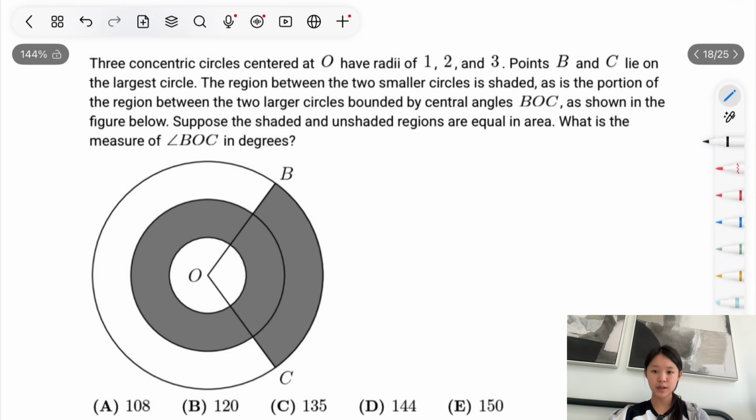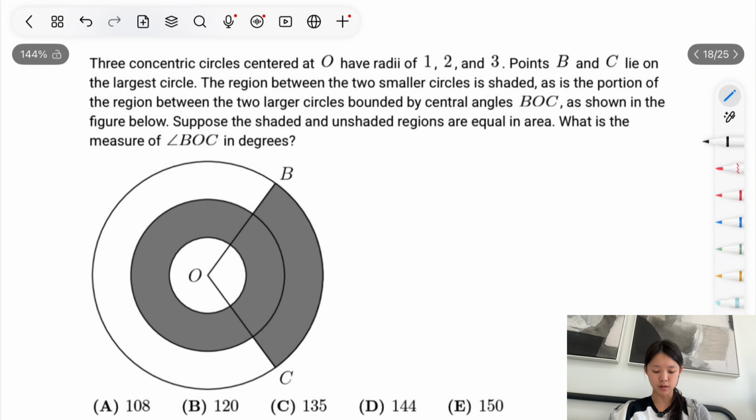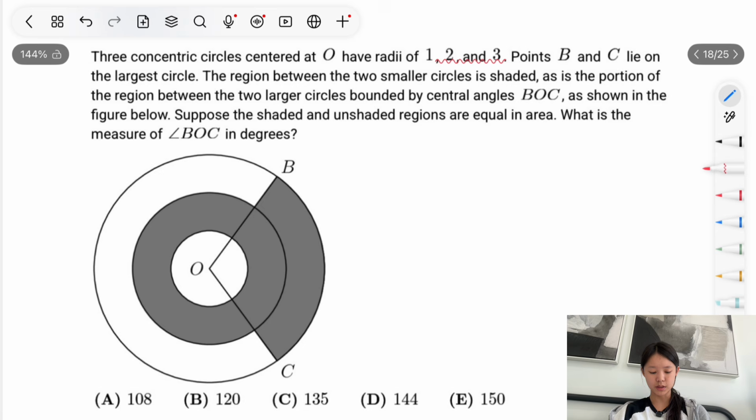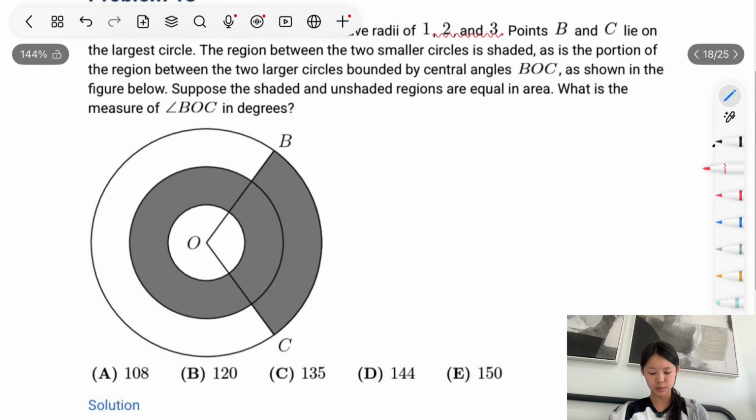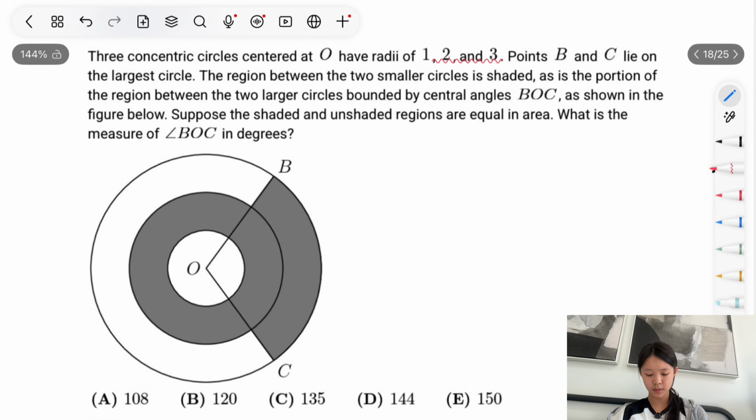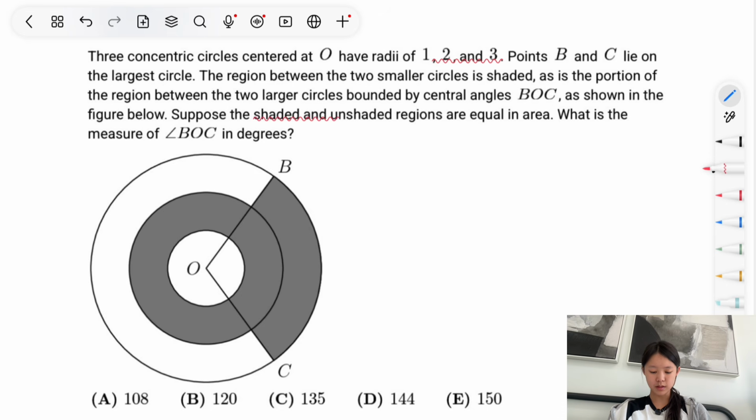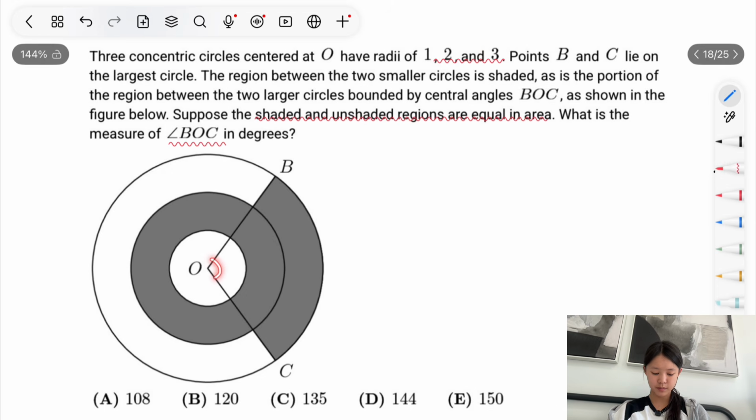Problem 18. 3 concentric circles are centered at O, and they have radii of 1, 2, and 3. Points B and C lie on the largest circle, and the region between the 2 smaller circles is shaded as well. Basically, it says that the shaded and unshaded regions are equal in area. What is the measure of angle BOC in degrees? Where BOC is this part.